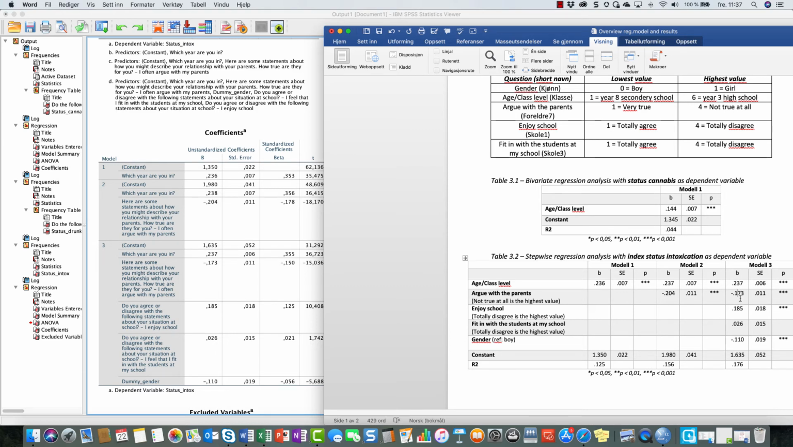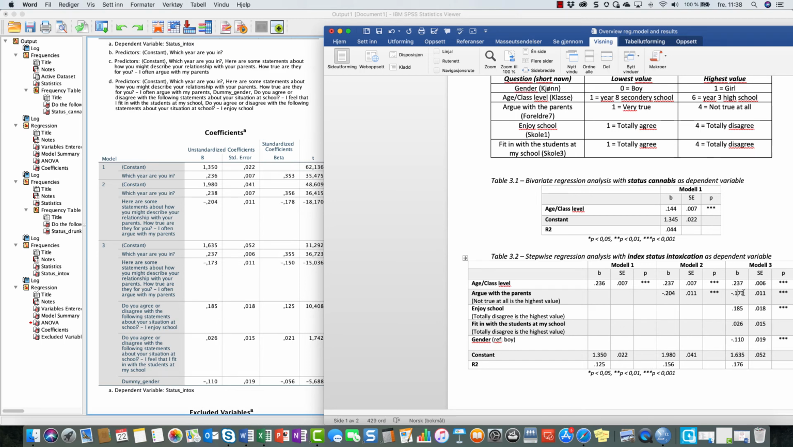They don't feel like they like school, and maybe this is also higher among the boys. Boys argue more with their parents, so it's not just arguing with their parents, but it's being a boy, not fitting into school, for example, or not enjoying school. So that's my interpretation of that. Some of the effect of arguing with parents is explained by the fact that those who argue a lot with their parents also don't enjoy school, and they are boys. That is the interpretation of why this goes down.